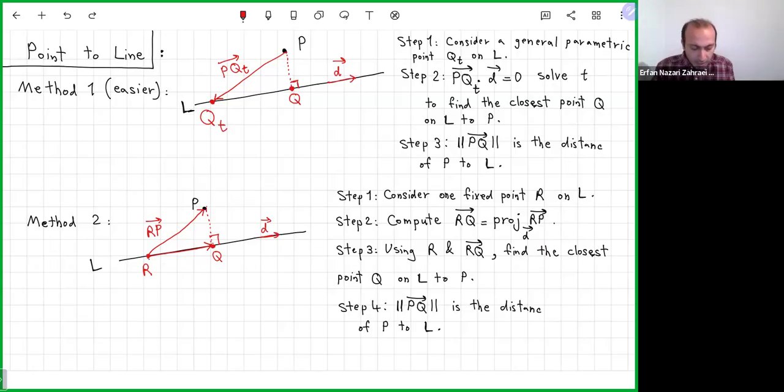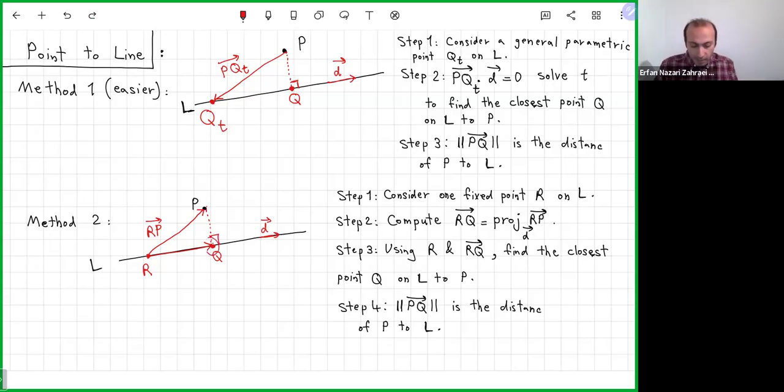Then basically I get the vector RQ where Q is the closest point to P. Then I have the point R, the fixed point that I started with. I have the vector RQ. Using these, I can find the endpoint Q. And Q is the closest point on the line to the point P.